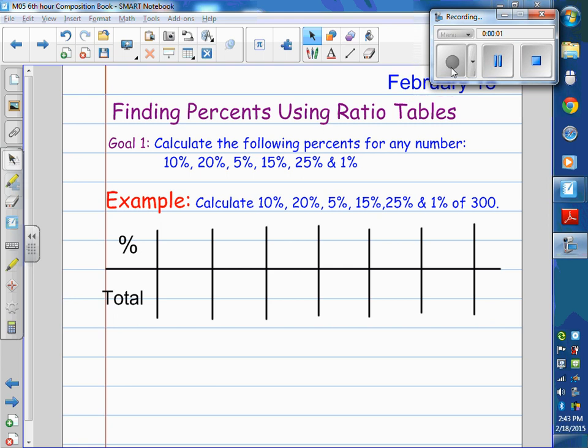Table to find percents. And it's actually really easy if you keep it easy. So let's look up here. Mike, pay attention. What you need to do is read your problem and figure out your situation.